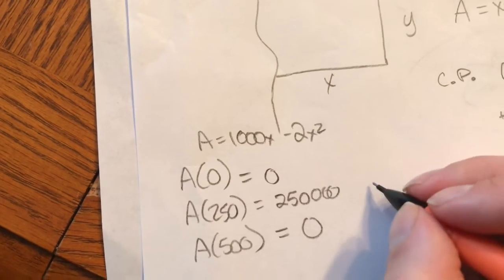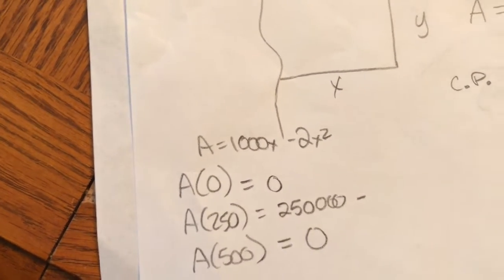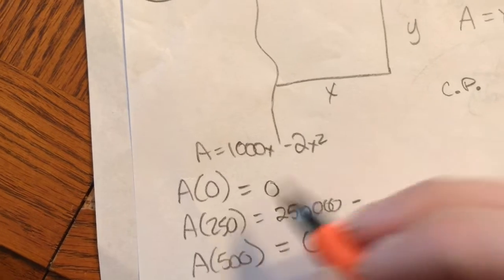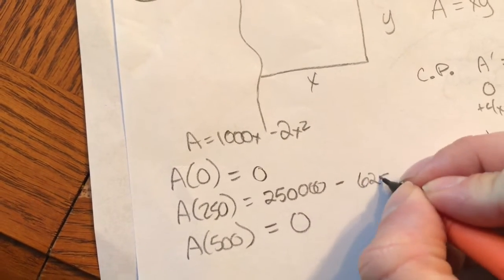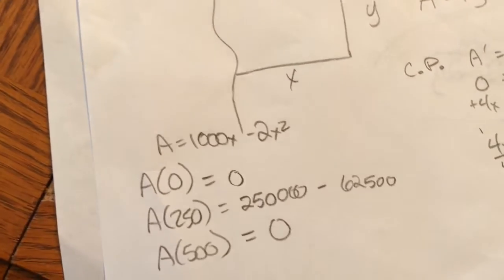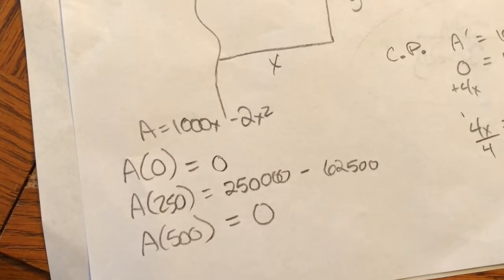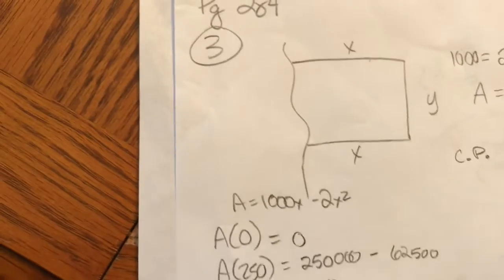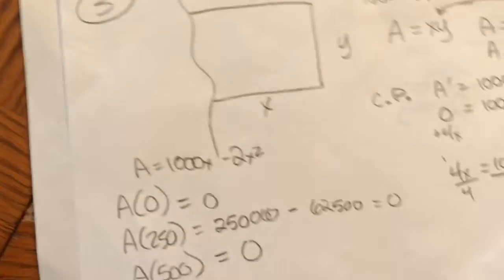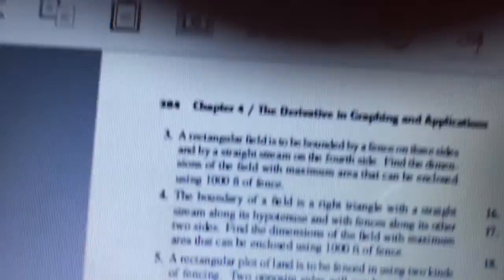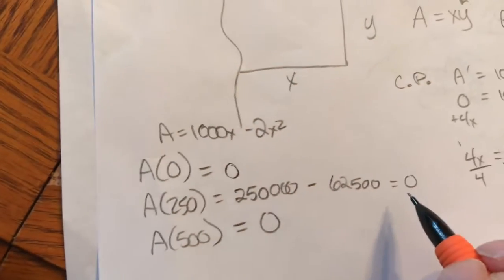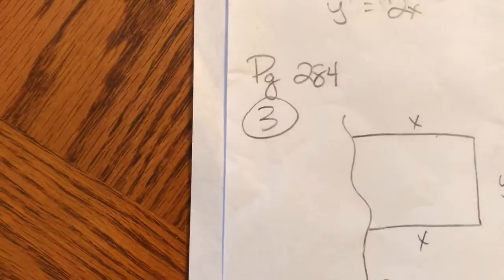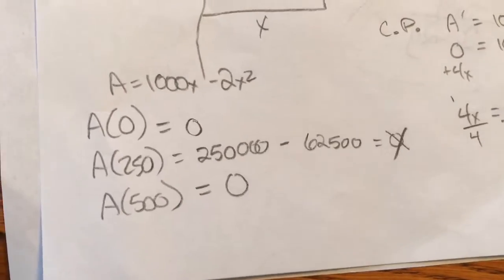250,000 minus 125,000, which is 125,000. I think it's that. I'm pretty sure it's that, and you guys can correct me. Either way, I don't get 0, and either way, that's not part of the question. The question was, what are the dimensions of the field with the maximum area? So whatever number that is, it sure is a whole lot bigger than 0.